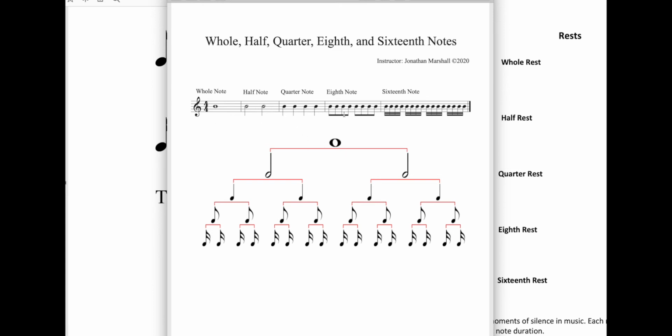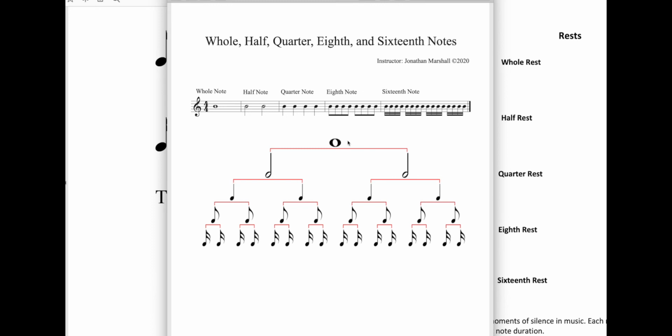There are 2 eighth notes worth of time in each quarter note, so that means I could have 8 eighth notes in a measure. And because there are 2 16th notes in each eighth note, I could have 16 16th notes in each measure. And here it is, a diagram for you too.